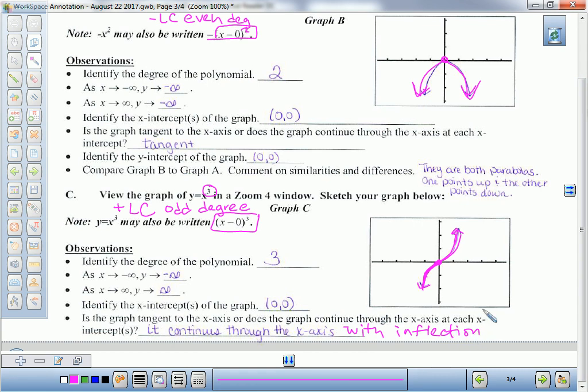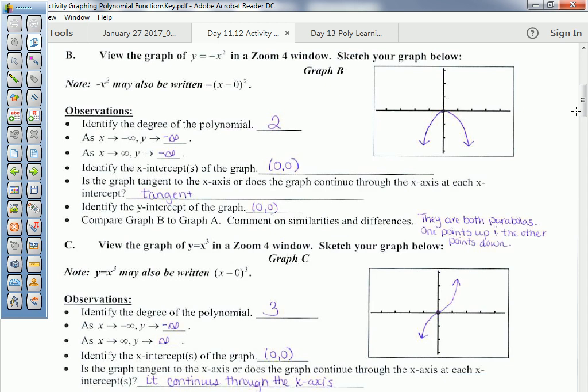Okay, so if you didn't write "with inflection" on your passes through, let's go ahead and write that in there. The curvature of the graph changes. It goes from concave down to concave up. And we want to make a note of that. Okay, so let's keep going.